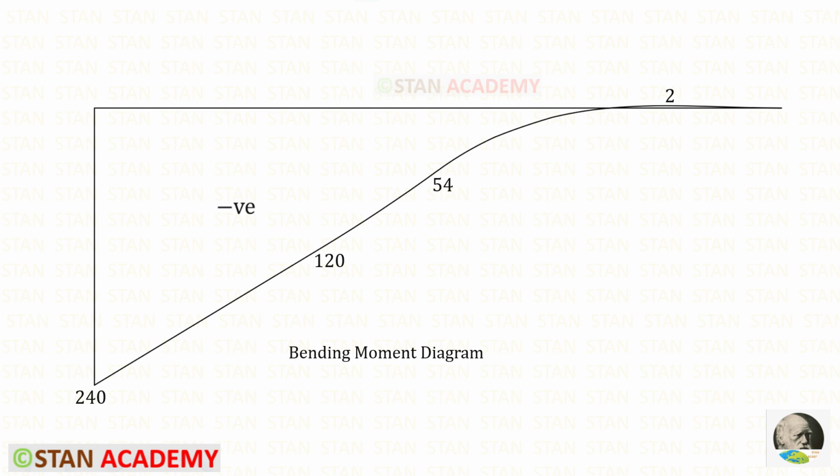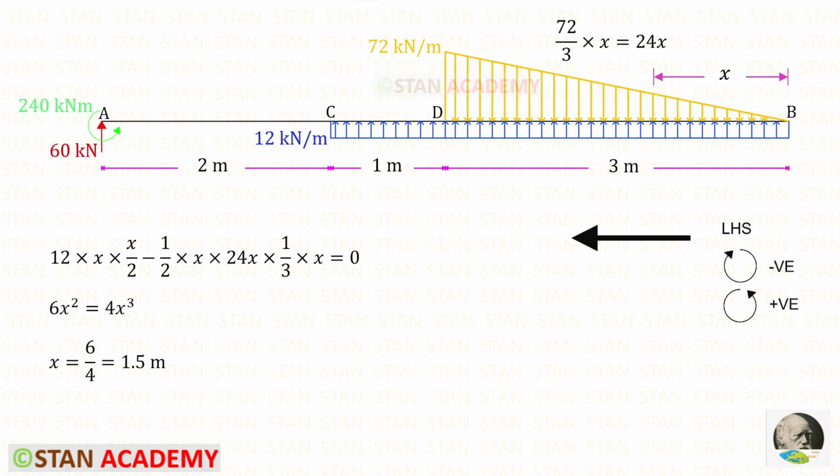Here you can see the bending moment diagram. In this point, the bending moment becomes 0. It changes the sign from negative to positive. This point is called point of contraflexure. In the beam, we can make a section and find this distance. You can see that here I have made a section at a distance of x from the point B.